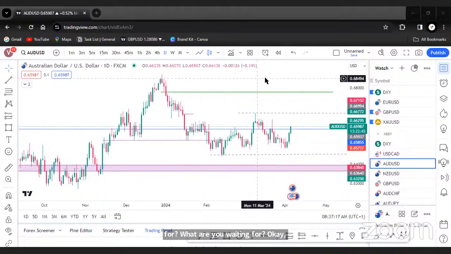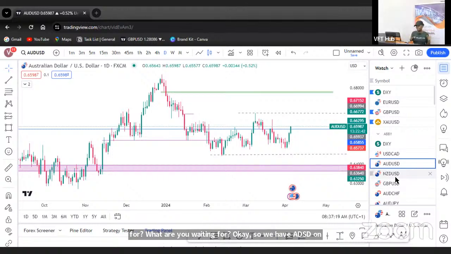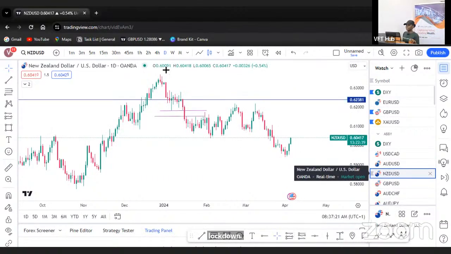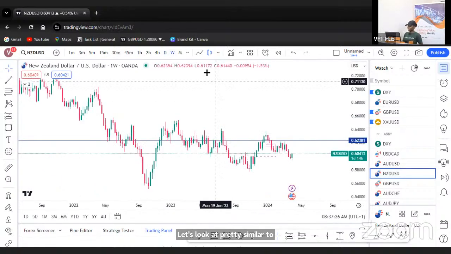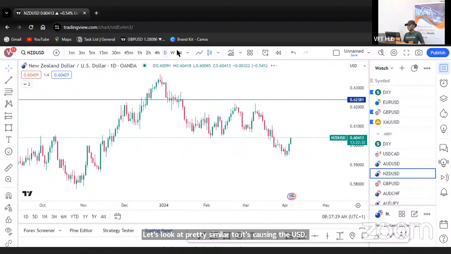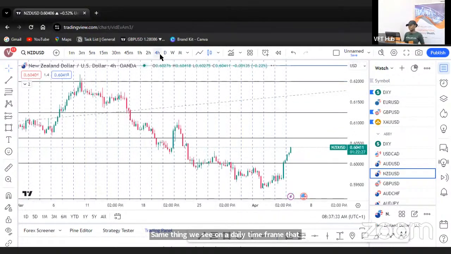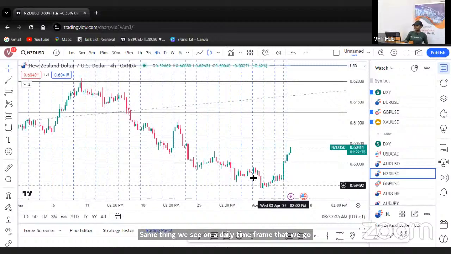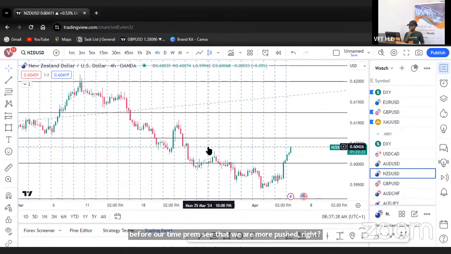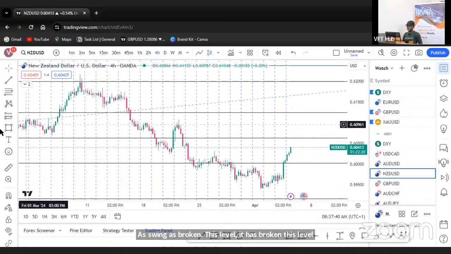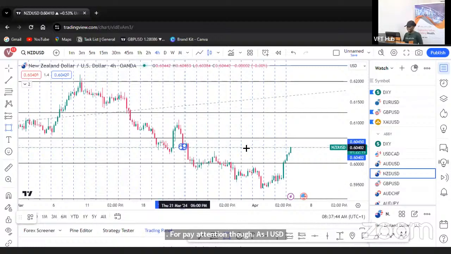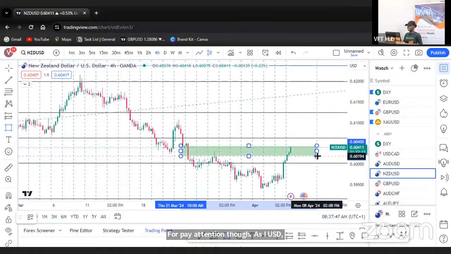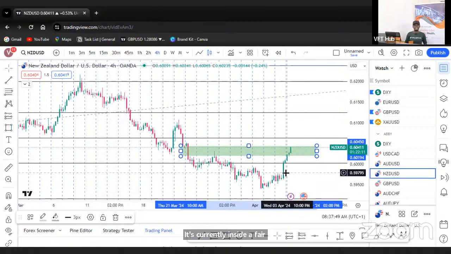Okay, so we have AUD/USD on lockdown. Let's look at NZD/USD. Pretty similar to its cousin AUD/USD. We're still bearish on the weekly time frame. The same thing we see on the daily time frame. Then we'll go to the 4-hour time frame and we'll see that we are more bullish, right? Our swing has broken this level. But pay attention though, NZD/USD is currently inside a fair value gap. So we should be seeing our pullback on NZD/USD anytime soon.